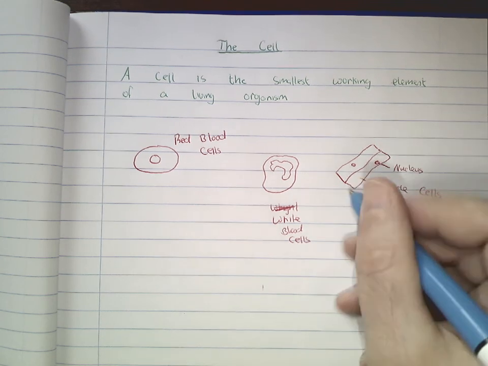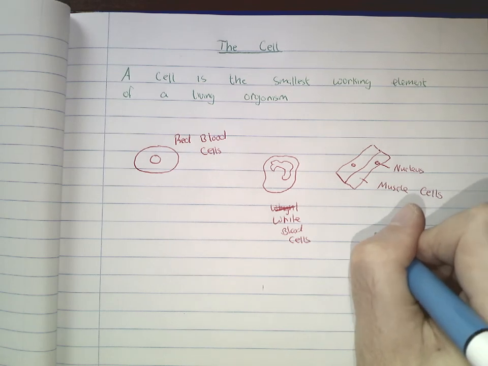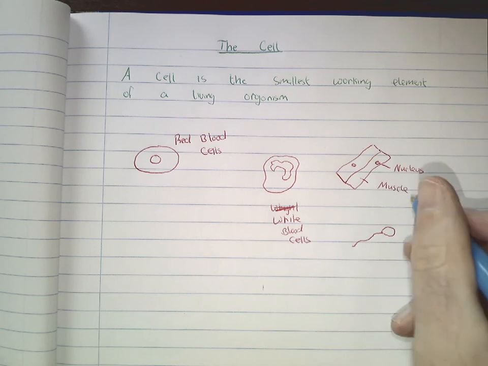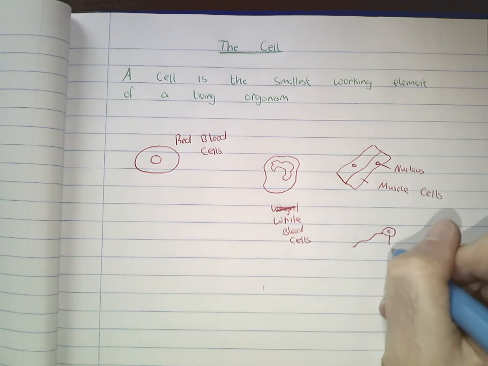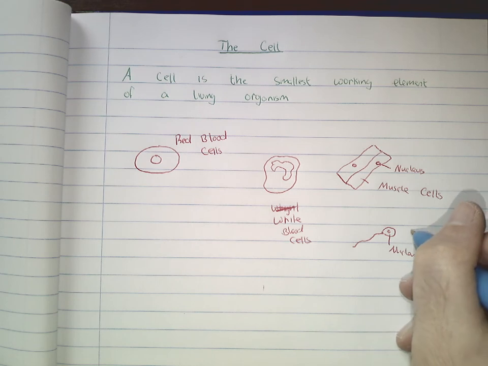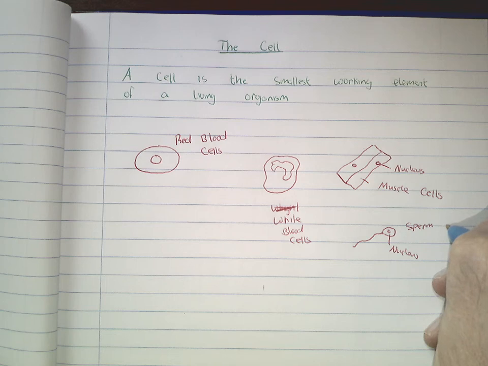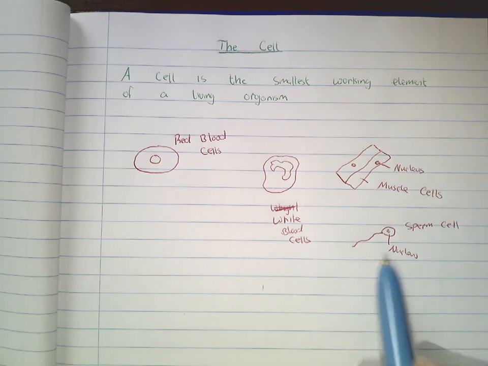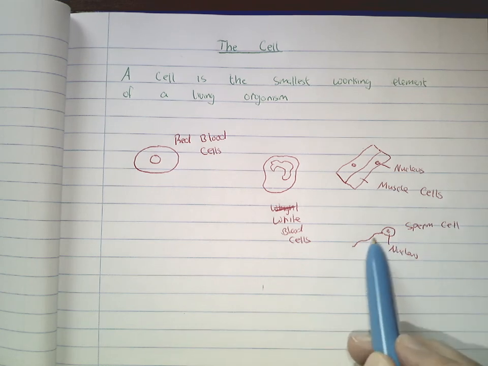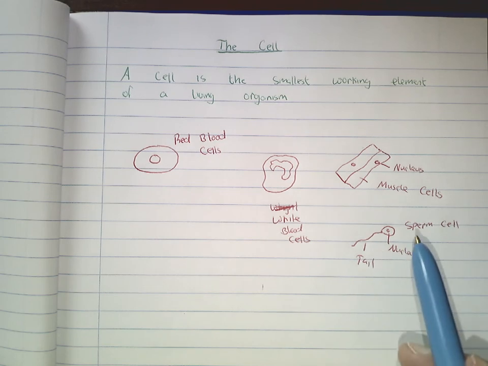You also have this guy here, and it has a nucleus as well. And this is what's known as a sperm cell. They can swim, so they use this as their tail. They use the tail to swim. So they're known as sperm cells.